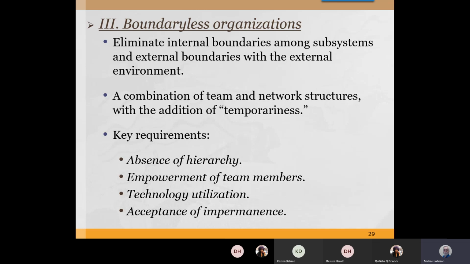It's borderless, it's boundaryless, it's pure networking in a sense. So absence of a hierarchy, there is no hierarchy. And also empowerment of team members, well, you give them bonuses, benefits, and a variety of other things. And technology utilization, this is how it's possible to begin with. Acceptance of impermanence. They recognize that they may be working for a month and that's the end of it. It's a project. Some of them may work for a year or two, and then that's the end of it. So they have to look for something else.